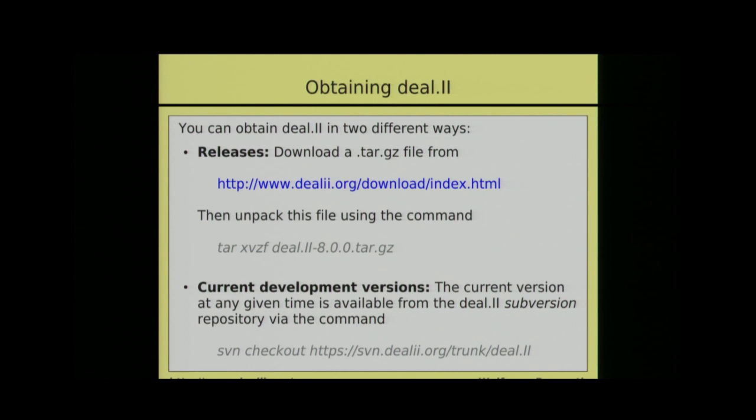And you do this with a program that is called SVN, which is short for Subversion, which is a program that allows you to pull source code or any other kind of files from a central repository. And in order to get it from there, the command you need to run is called svn checkout. And then you need to give the source of where this data is, and that is in this case https://svn.dealii.org/trunk/deal.II. These things are of course also listed online in the download instructions.